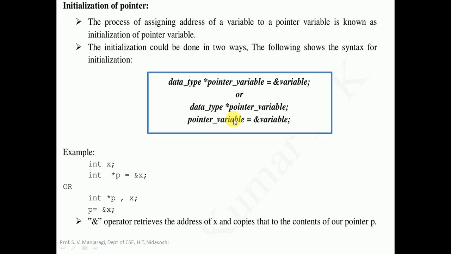So here the initialization of the pointer is done in the second line. The first line is basically declaring the pointer variable. In the second line we are storing the address of a variable into the pointer.